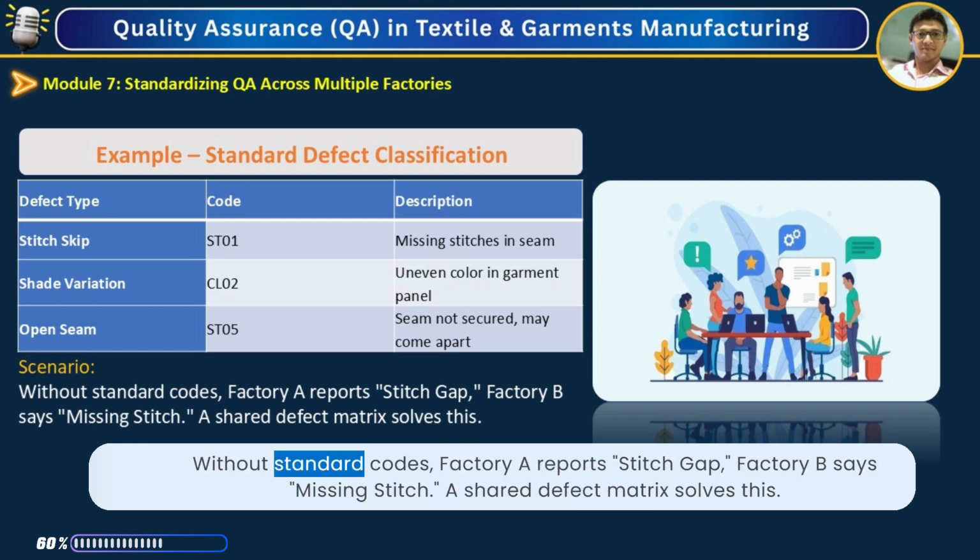Scenario. Without standard codes, Factory A reports stitch gap. Factory B says missing stitch. A shared defect matrix solves this.